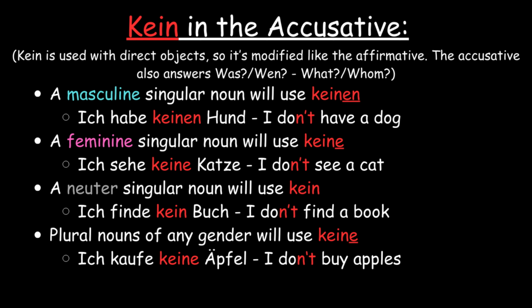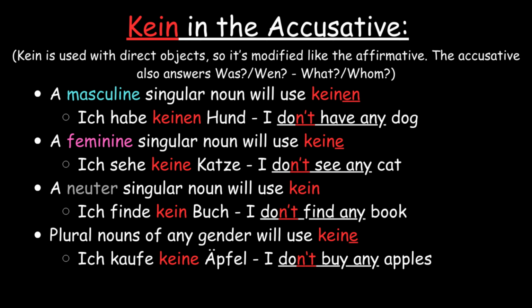Some examples are "Ich habe keinen Hund. Ich sehe keine Katze. Ich finde kein Buch. Ich kaufe keine Äpfel." As you can see, the English meaning of kein will be not a, which can also be not any. So that's how kein works in the accusative with every gender and number.